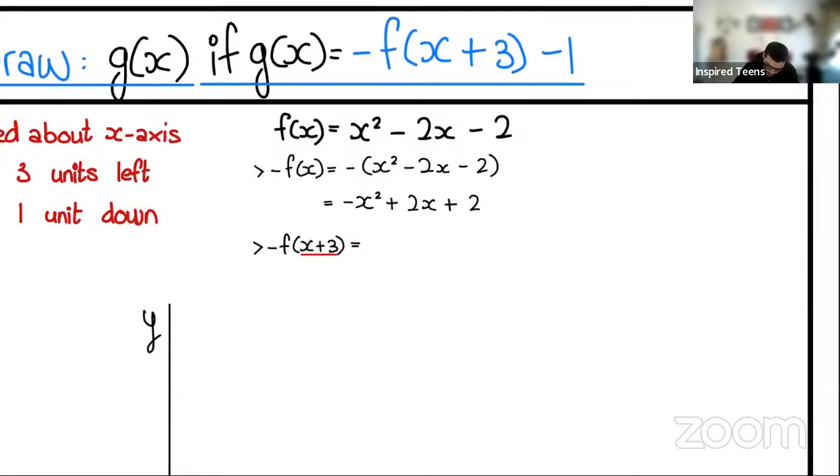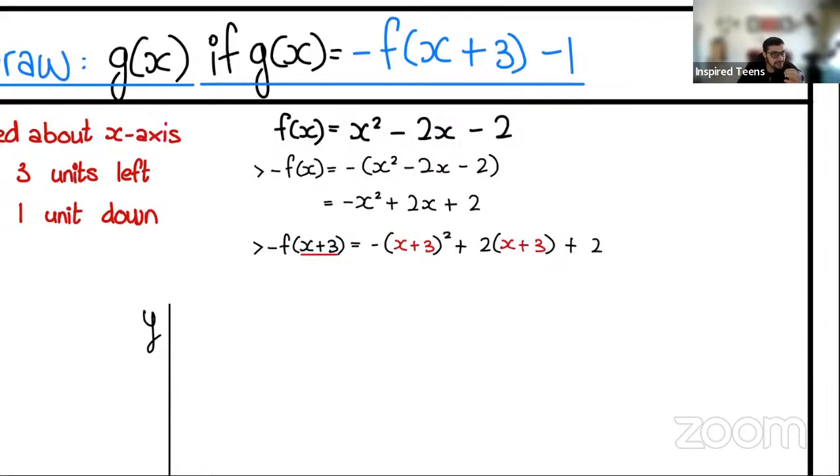Okay, so negative f of x plus 3: negative open brackets x plus 3 squared plus 2 open brackets x plus 3 plus 2. So that's essentially how I make this change.